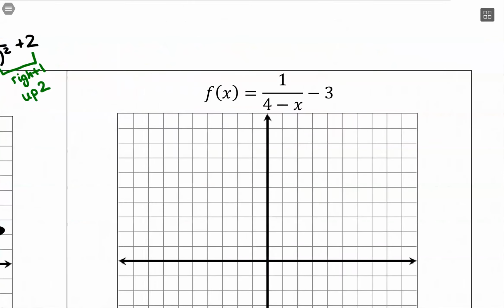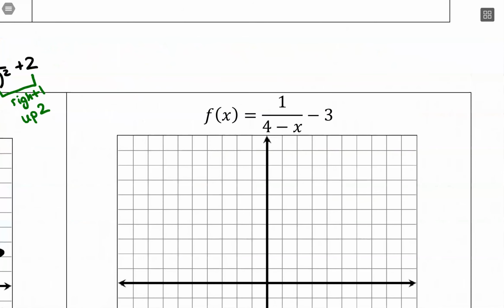Alright, another one here. Now, I have x in the denominator and it doesn't have an exponent, so with that, my basic function is just going to be 1 over x. So with that, I'm in the first quadrant and third quadrant. Notice, though, that I have a little bit of work to do here.